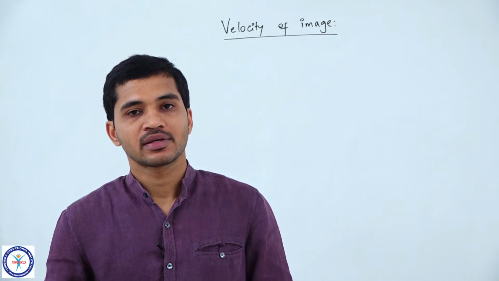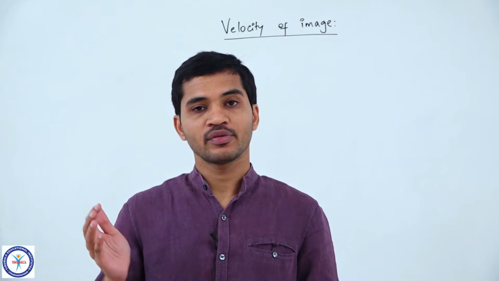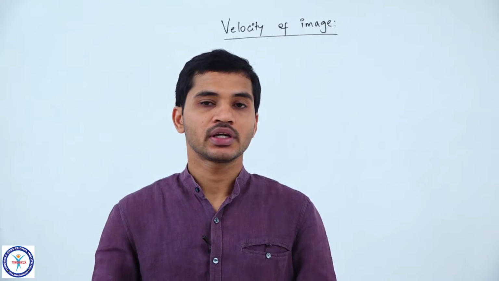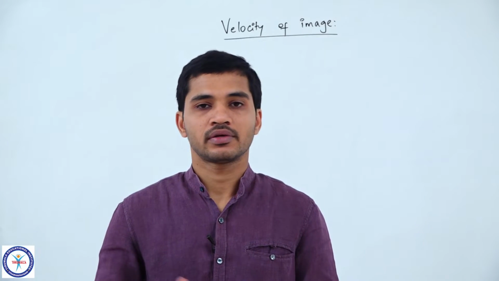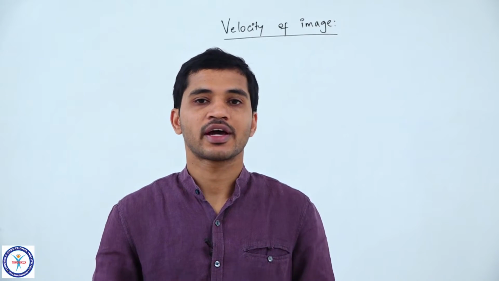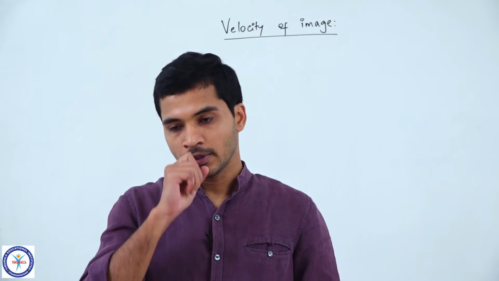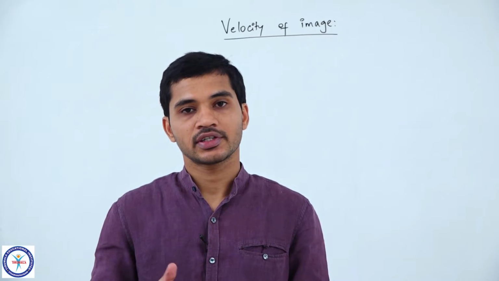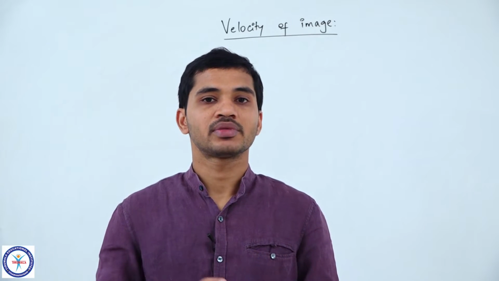Now, we will discuss the velocity of image. So, if there is a spherical mirror and the object is moving in front of that mirror, you know that the image will also move, whether it is formed in front of the mirror or behind the mirror, the image will also have some velocity. So, we will now find the velocity of that image. We already have discussed a similar scenario in the case of plane mirrors. So, I want you to remember that once.